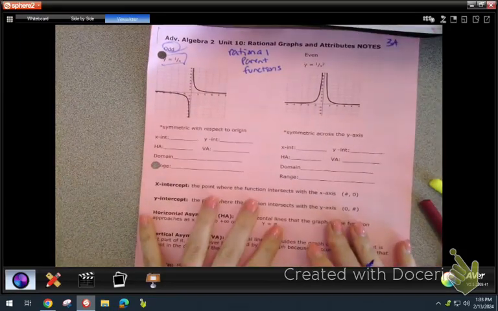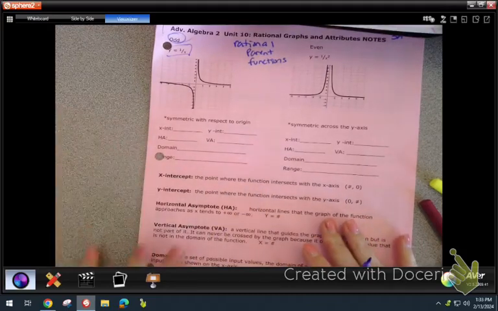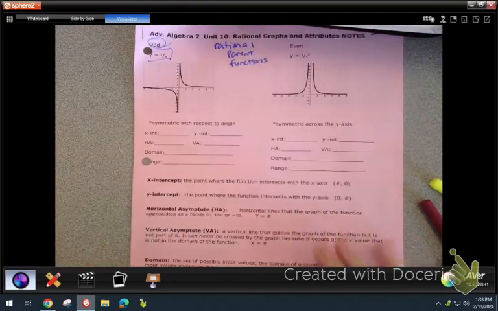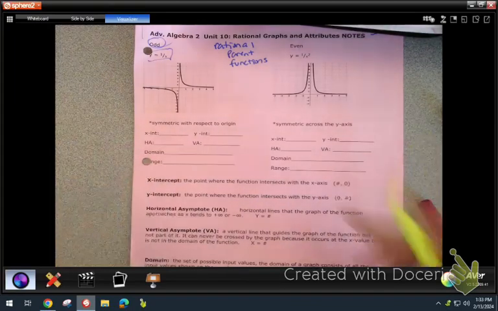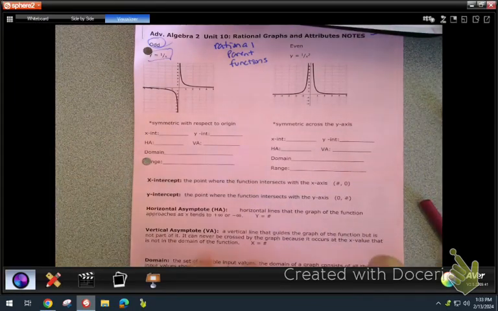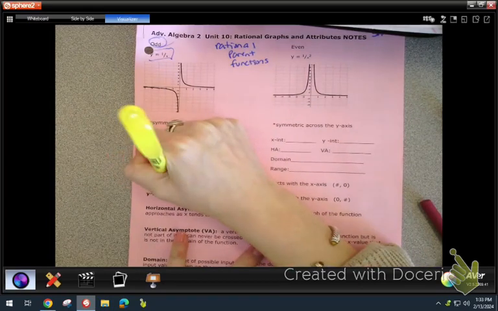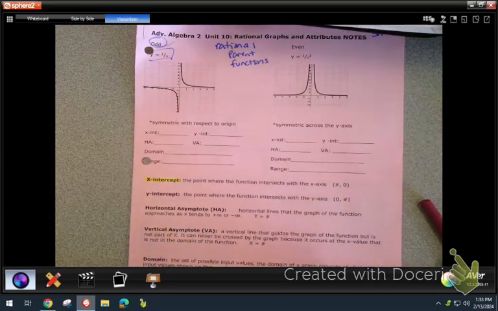But you've got a lot of vocab here. So we went ahead and typed it all out for you. I'm just going to go through and hit the high points, and then we'll fill this out based on these graphs here. So x-intercepts, those are something that we already know the definition of.